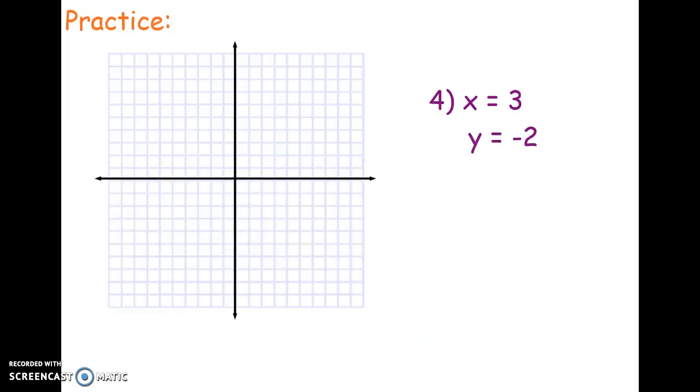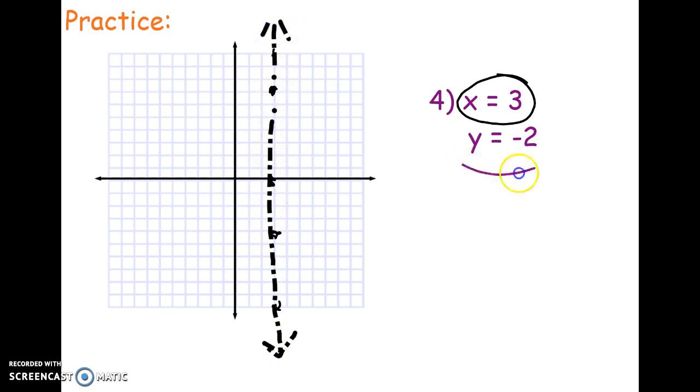So we're going to go ahead and practice these. x equals 3, that's a vertical line, so I find an x value of 3. Here's an x value of 3, and here's another, and another. That's why it creates these vertical lines.